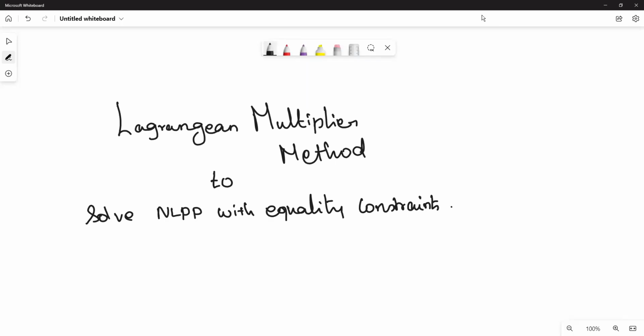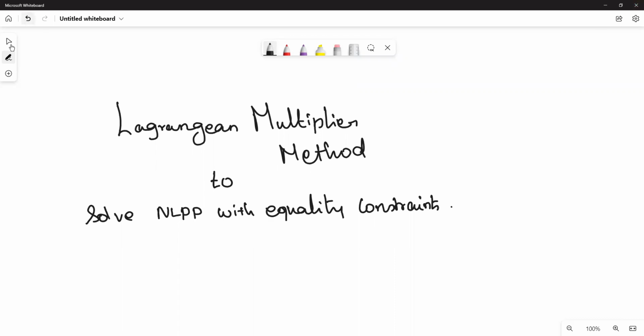Greetings students. Let us see how to solve the given nonlinear function with equality constraints by the method of Lagrangian multipliers. Okay. Let us see this method with one example.